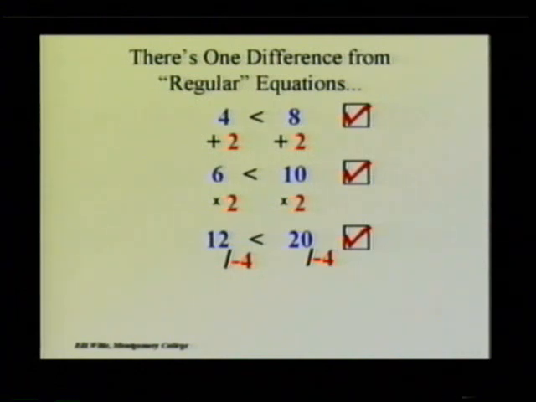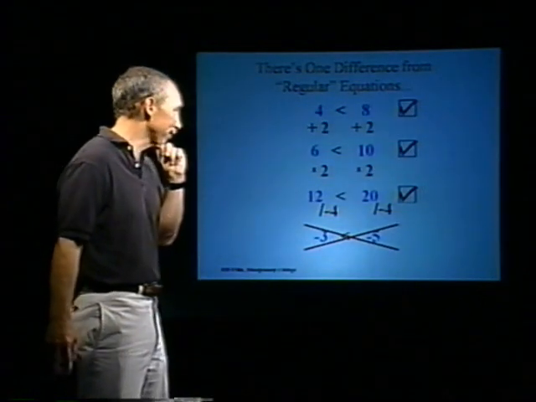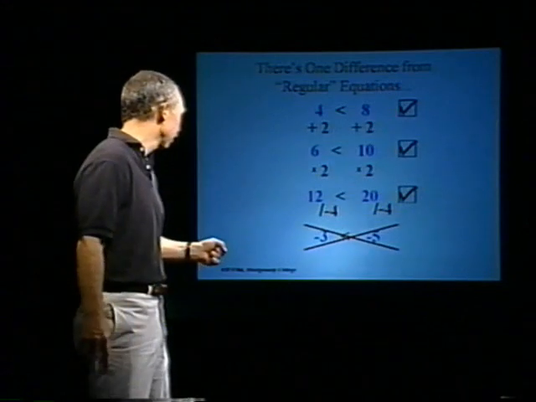What's 12 divided by negative 4? Negative 3. What's 20 divided by negative 4? Negative 5. Well, who's bigger? Negative 3 or negative 5? Wait a minute. Oh, negative 3 is not, think about it, negative 3 is not smaller than negative 5.